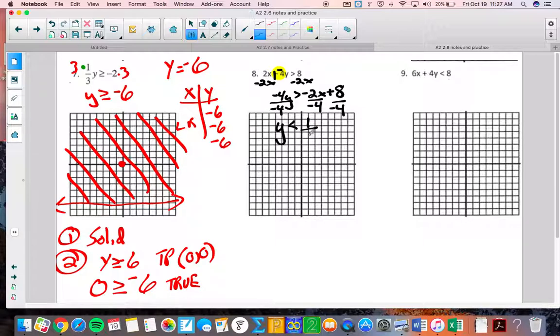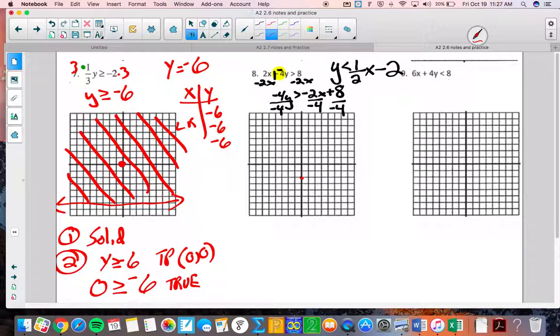-2 over -4 is a positive 1 over 2, if you divide the top and the bottom by -2. Bring the x along, and then you get a -2. So there is our new inequality. Again, we switched the Pac-Man, and now I'm going to imagine that's just a plain old equation. So I'm going to think about graphing a line with a y-intercept of -2 and a slope of 1/2.